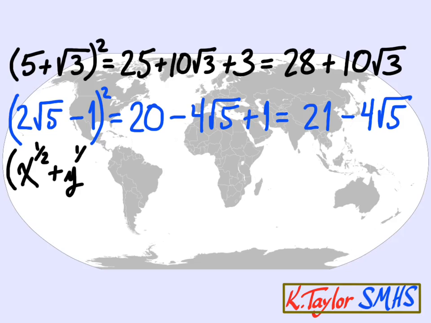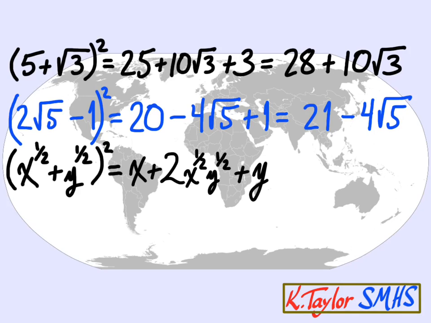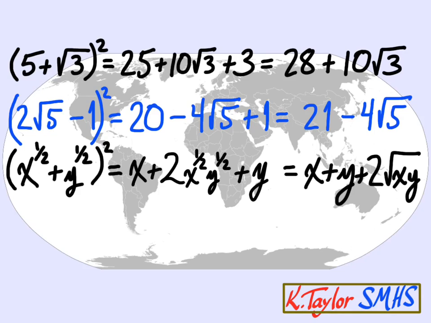Here's another one. What about a fractional exponent? Well, no difference, folks. When you square something with fractional exponents, you do the same thing. x to the 1/2 squared is just x. Then you have this 2 times x to the 1/2 times y to the 1/2, and y to the 1/2 squared is just y. You might leave it like that, or you might write it as x plus y plus 2√(xy). Those are the same thing, not saying that one is better than the other.